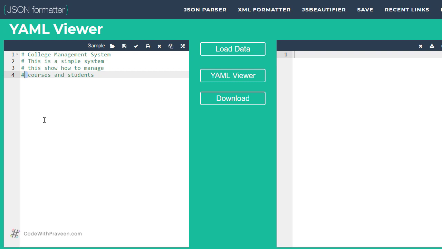In the next lesson, let's look at the fundamental part of YAML, namely the key value pairs. Let's look at that next.